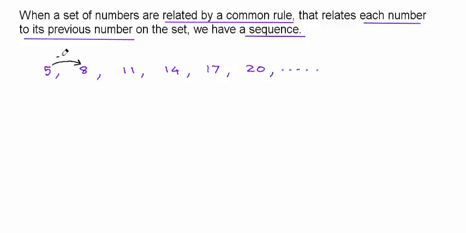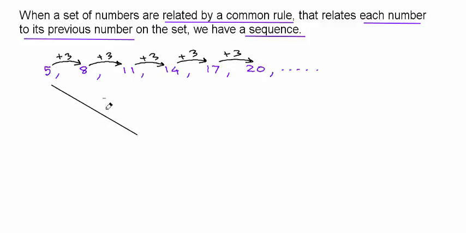8 is 3 more than 5. You add 3 to 8, you get 11. You add another 3, you get 14. You add another 3, you get 17, and so on. So we could say the common rule that binds all these numbers together is add 3.